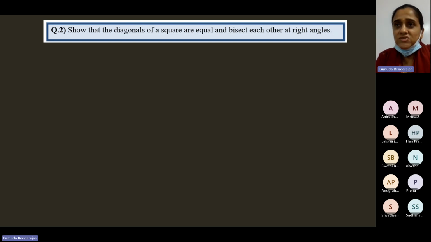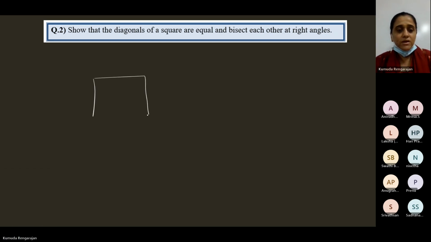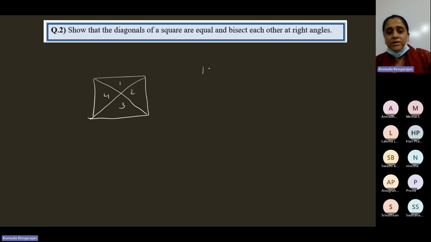The second one, bisect each other, I told you. And the third one, at right angles. For this, you should take up any two adjacent triangles. We have the four small triangles, right? 1, 2, 3, 4. You'll have to take up 1 and 2, 2 and 3, 3 and 4, or 4 and 1. Any pair you can take.